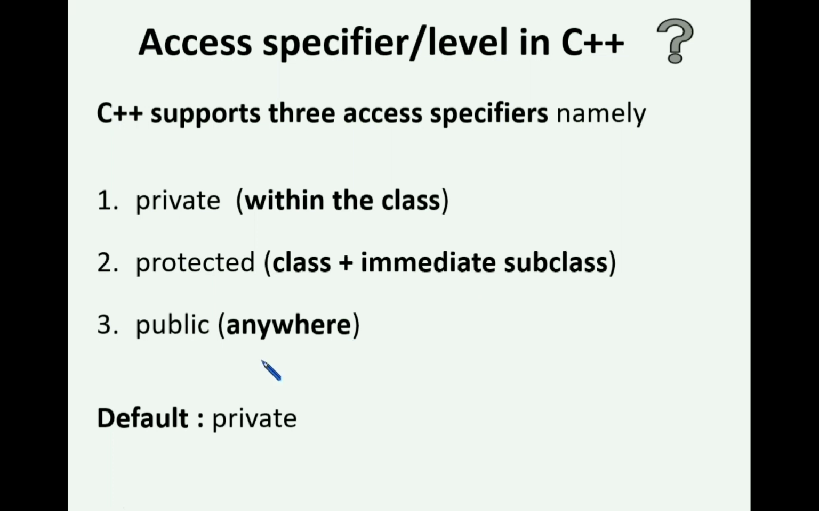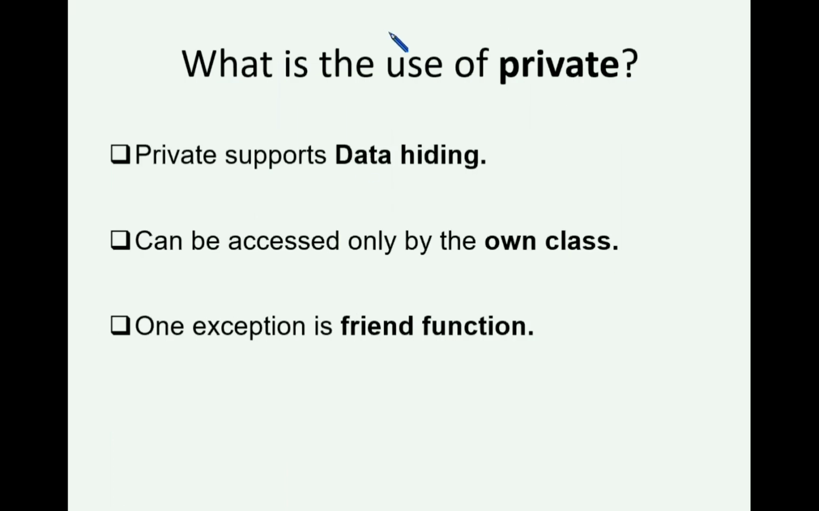So what is the default access specifier available in C++? Yes, it is private. So that means when we are not mentioning any access specifier, it will be considered as private. So what is the use of private? Private supports data hiding. So no one can access outside the class. It can be accessed only by its own class.